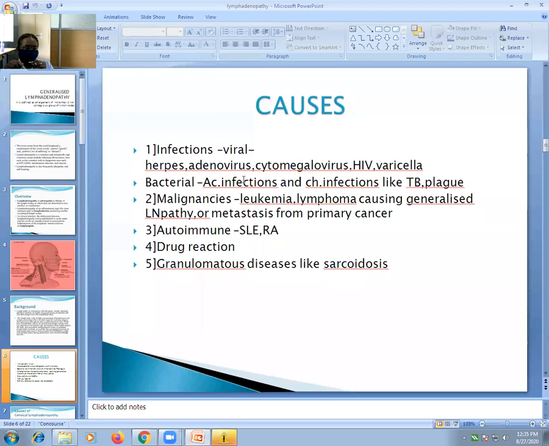Then other common causes are autoimmune diseases like SLE and rheumatoid arthritis, then drug reaction, and granulomatous diseases, meaning formation of granuloma, like sarcoidosis. So these are the important causes of enlarged lymph nodes. But for us, practically important are infectious etiology and underlying malignancy.